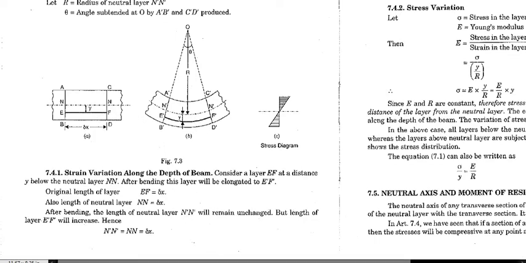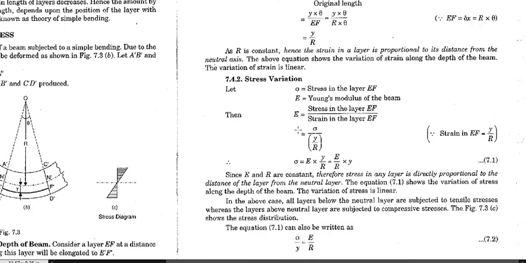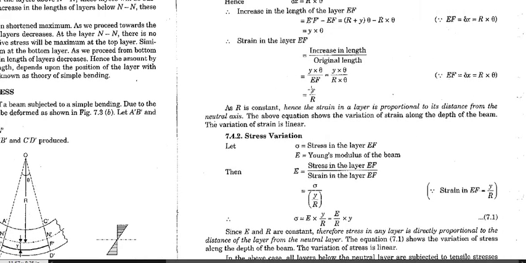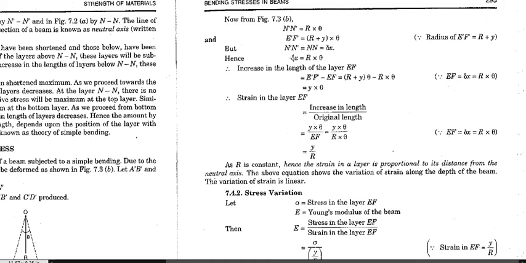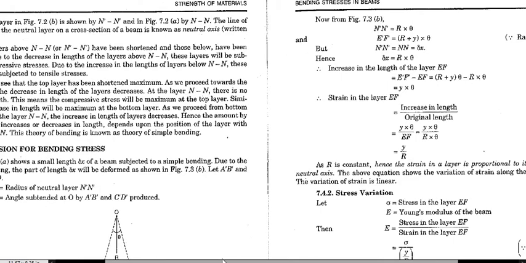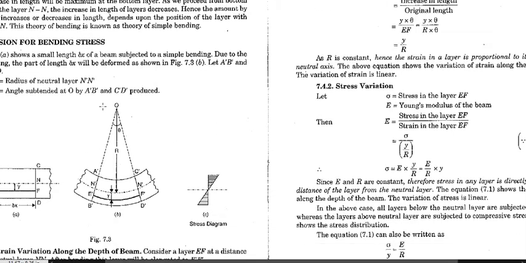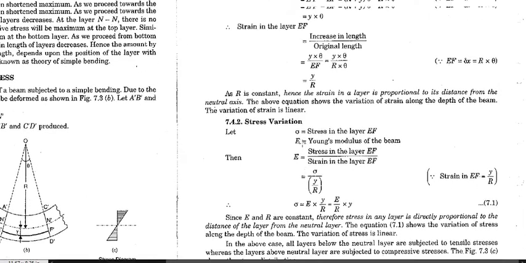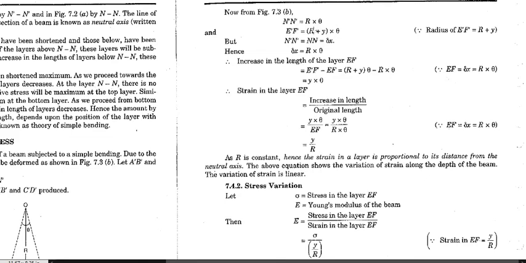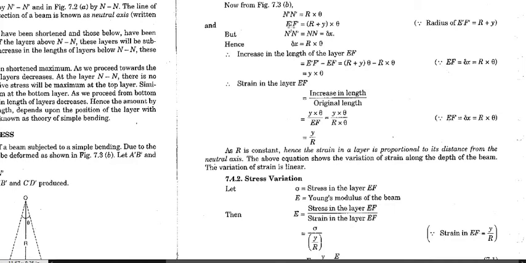From here we get the equation strain equals y over r. So from these two equations we can say that NN' equals r theta. As you know, for a plane angle, theta is equal to L over r. So if we use that equation, we can determine the value of NN', which is r times theta. So this is basically the angle theta. Similarly, we can find out the value of E'F', and that will be equal to this value.